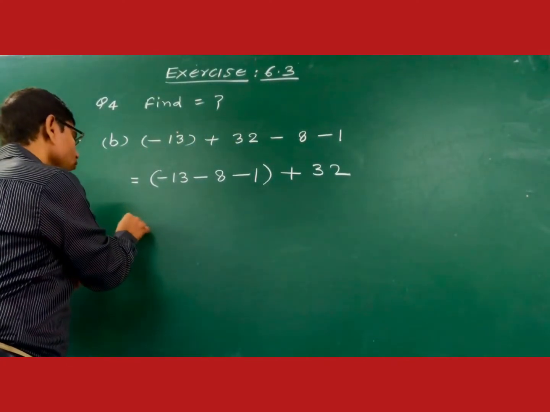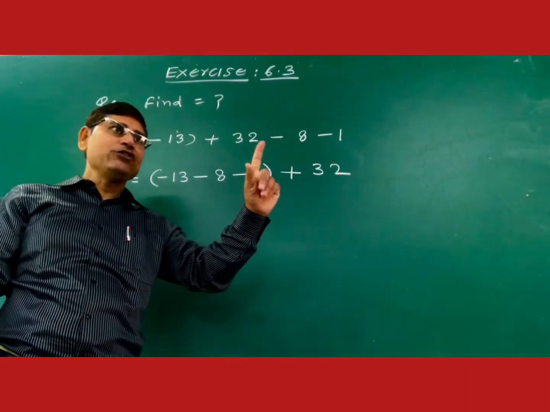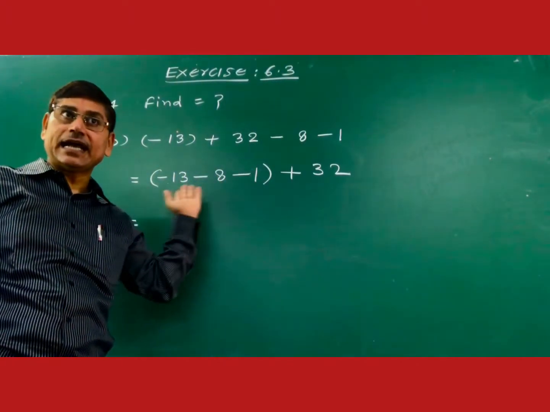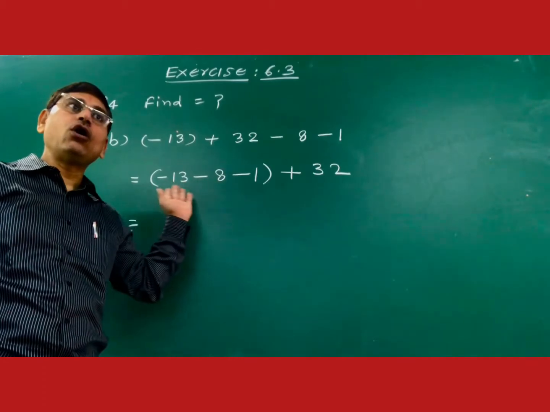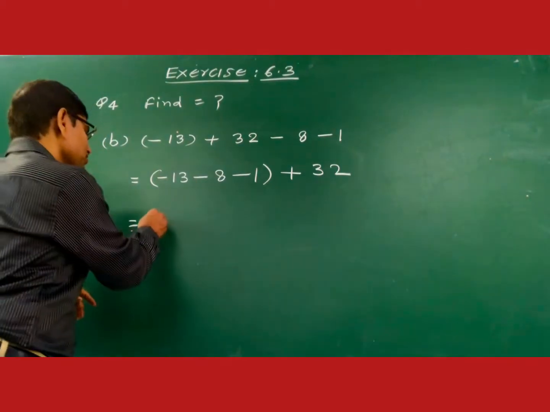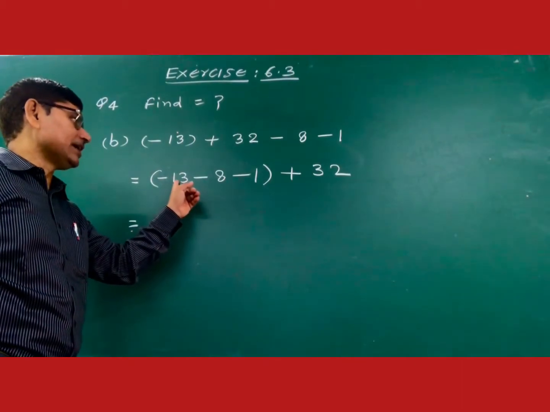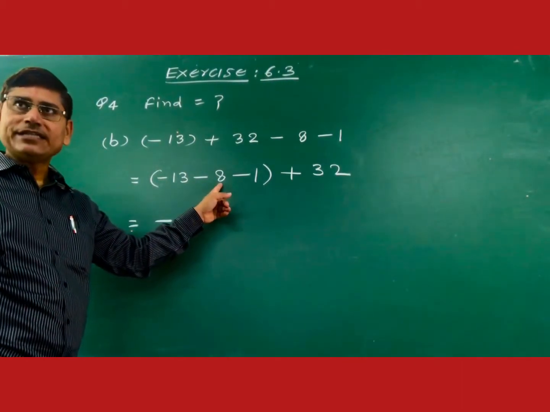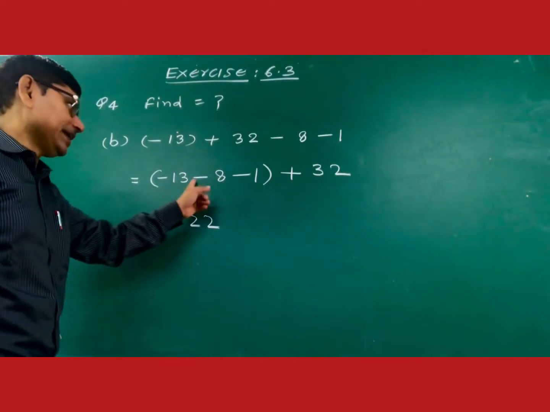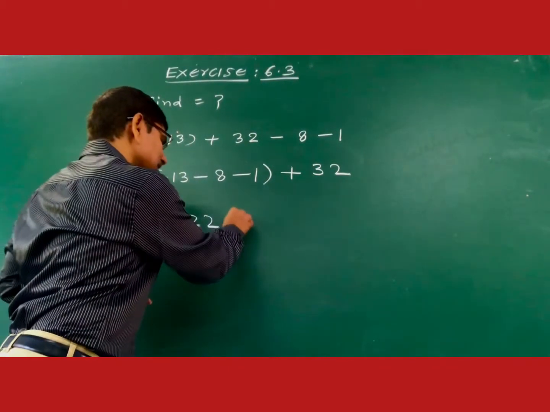And I always told you that if there are same sign integers, then you will always add them. Minus means it has the same sign. So you will add all the integers, but put the appeared sign. That is, minus दिख रहा है तो minus ही लगाना है. -13 and 8, 21, and 1, 22. And this is a negative integer, so you will mark minus. And 32 you will write the same.